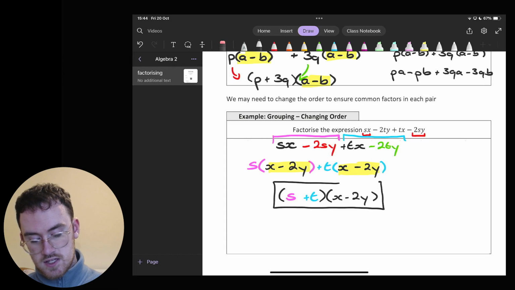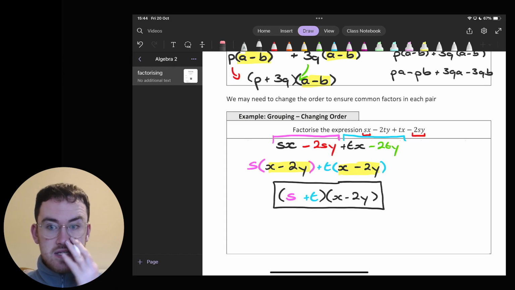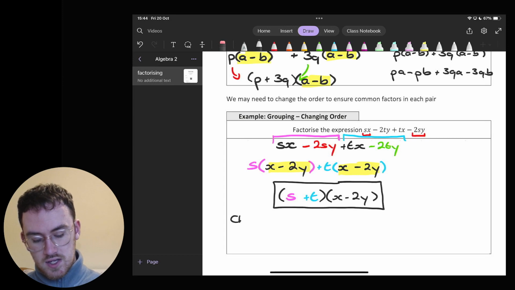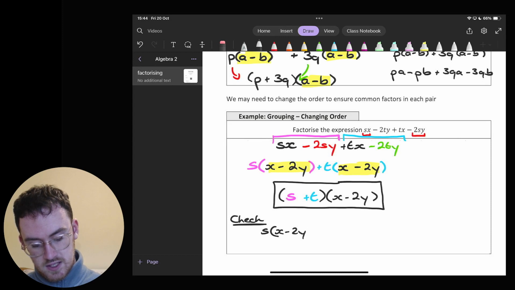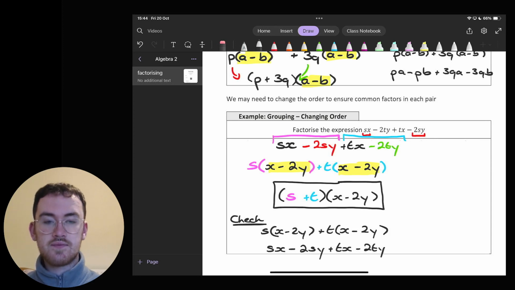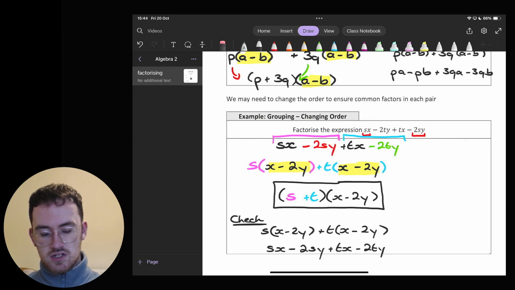So making sure that we always end up with our two brackets and being consistent with our signs, working our way down as well. We can check our answer by just multiplying out. So s times x minus 2y plus t times x minus 2y, and we end up with our original expression there. So the same idea again, we've swapped our order, and the thing with swapping the order is you can always do that. You can always swap the order if you think there are terms there that you could get factors out of easier, then you can swap the order to suit yourself. Okay, you're always free to do that.